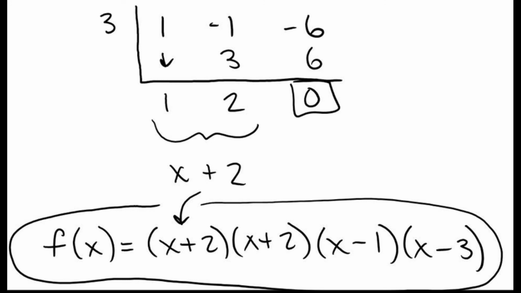So now what I have is the x plus 2 goes out front, and then I just write all the zeros that they gave me as factors. The -2 that they gave me is the x plus 2, the 1 they gave me is x minus 1, and the 3 they gave me is x minus 3. So the entire thing is right here, and we were able to factor out that entire thing.